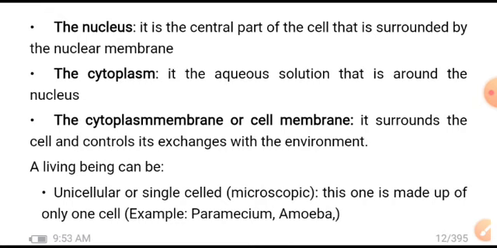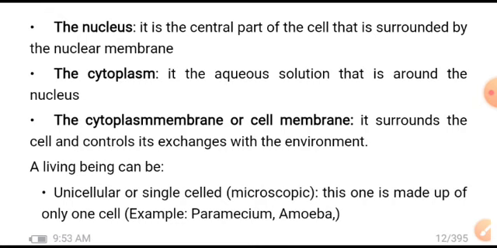The cytoplasm is the aqueous solution that is around the nucleus. What surrounds the nucleus, the outside of the nucleus, is what you call the cytoplasm, and it contains different substances, even different organelles that are floating in this fluid part of the cell, which is called cytoplasm. It is like a general substance found in the cell in general.